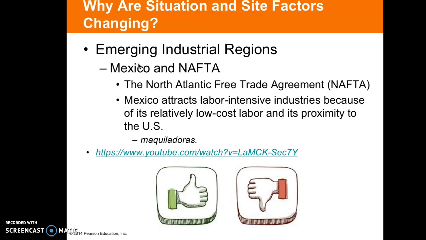Mexico attracted a lot of labor-intensive industries because of its relatively low cost. So it's close to the U.S. and its labor costs less than hiring workers in the U.S. or Canada. So a lot of manufacturing began to shift south to Mexico. These factories were called maquiladoras, and the maquiladoras are something where you get maybe the raw material from the U.S., but it's manufactured in Mexico and then shipped back to the U.S. and Canada.